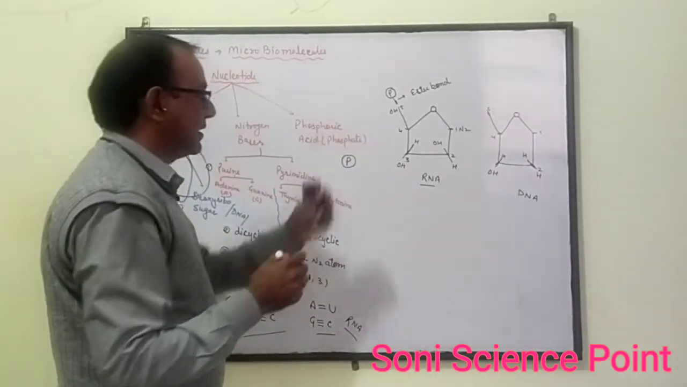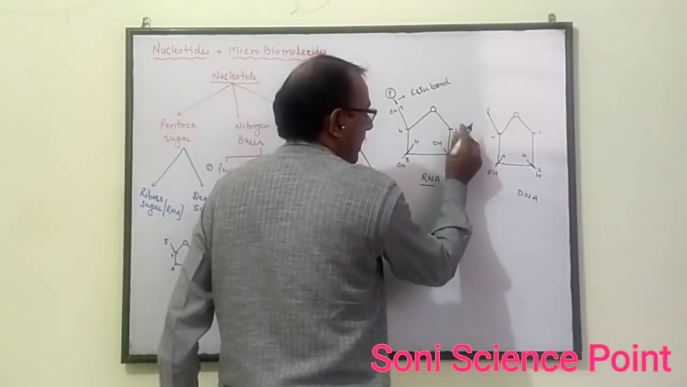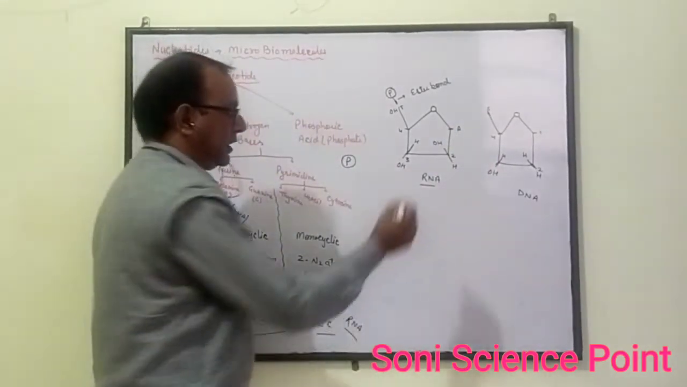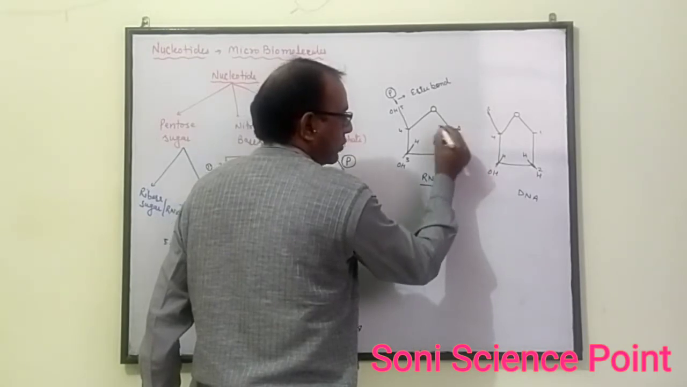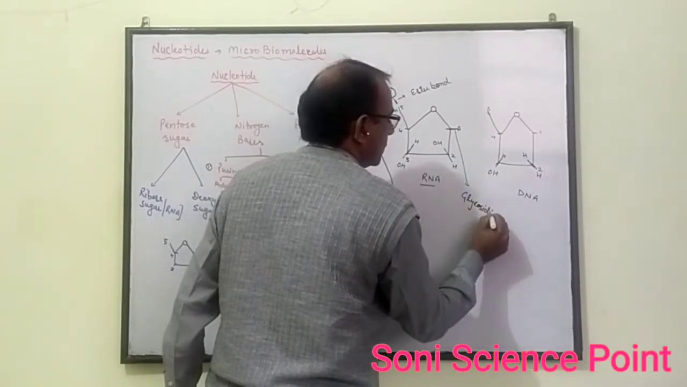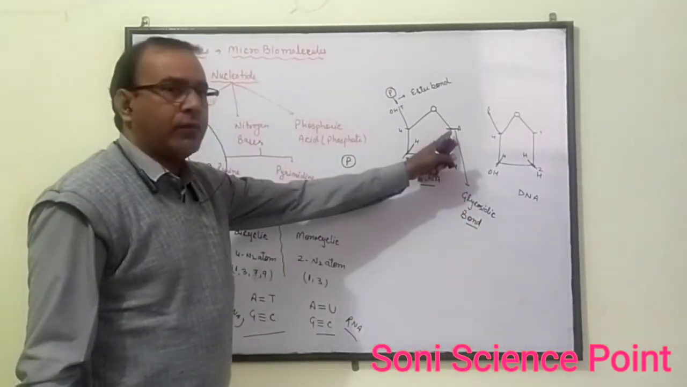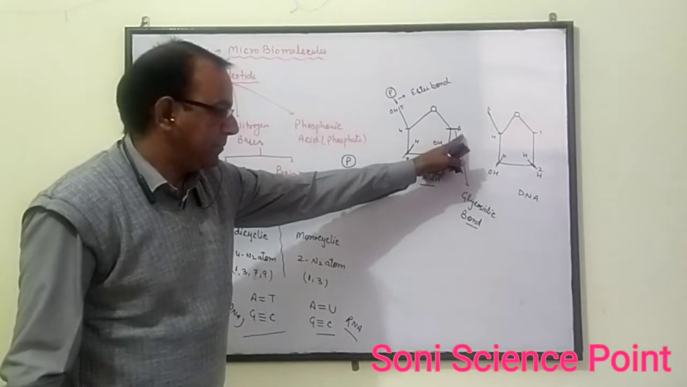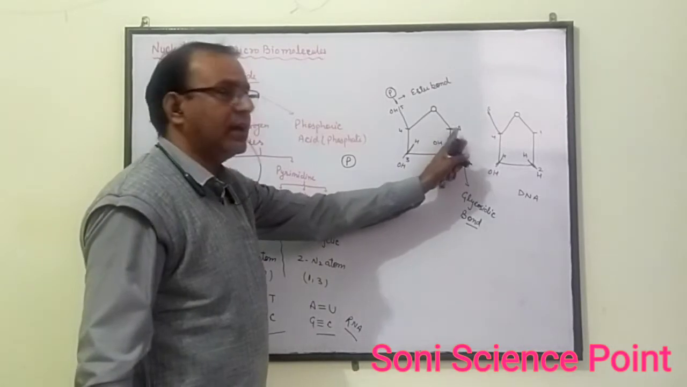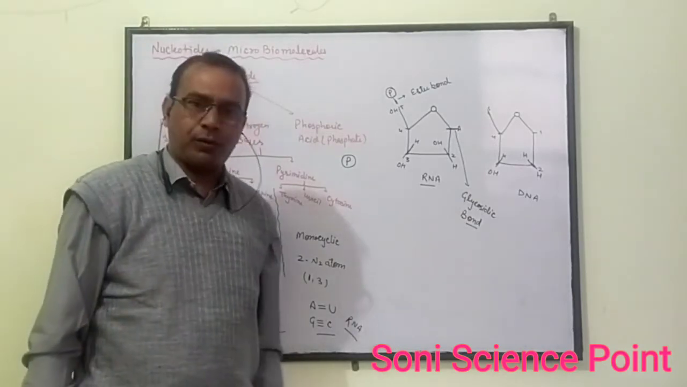Clear? Now how can this structure be bonded with each other? At carbon number 1, the nitrogen base is attached. For example, here adenine is attached. This bond between carbon number 1 and the nitrogen base is called a glycosidic bond. It is not only A, it may be any nitrogen base. When carbon number 1 combines with the nitrogen base, a bond is formed. That bond is called a glycosidic bond.